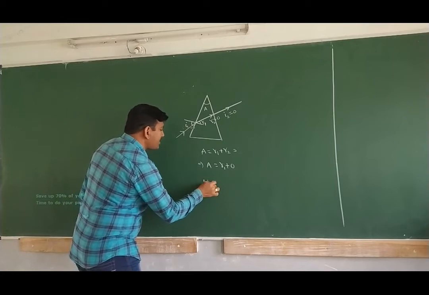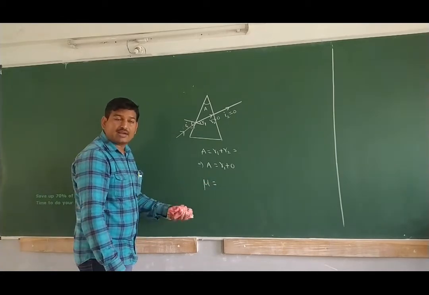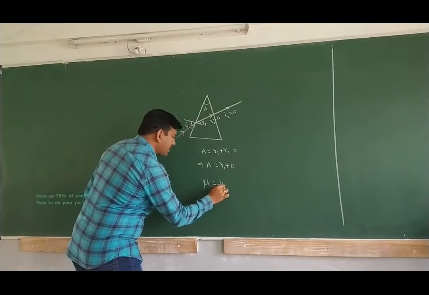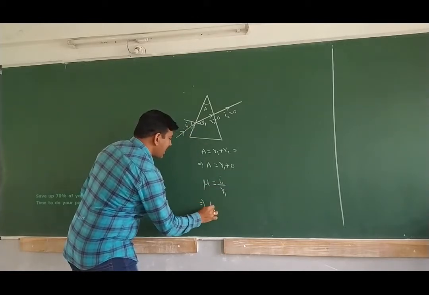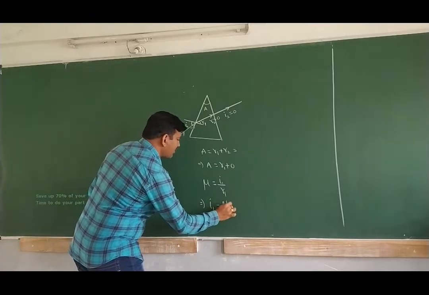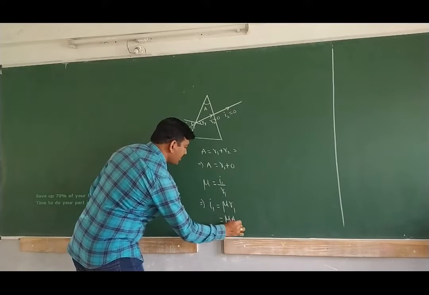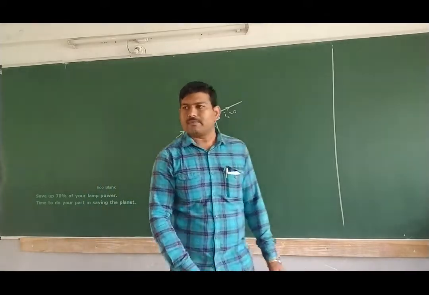I know that mu is equal to sin I by sin R. For a small angle prism, I by R. So I1 by R1. This implies I1 is equal to mu into R1. What is R1 here? R1 is nothing but A. So mu into A. This is the right answer. Okay. Next question.